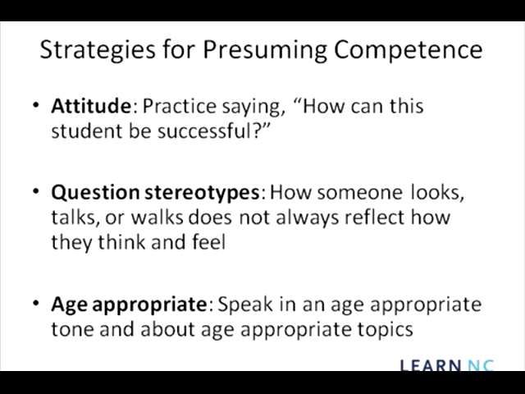So when we're talking about strategies for presuming competence, it's good to first look at your attitude. Practice saying, how can a student be successful? What can I do to make this happen? Also, question stereotypes. Everybody has them. How someone looks, talks, or walks does not always reflect how they think and feel. A good example of this could be just because a student with autism does not give eye contact, it doesn't mean he or she is not listening.